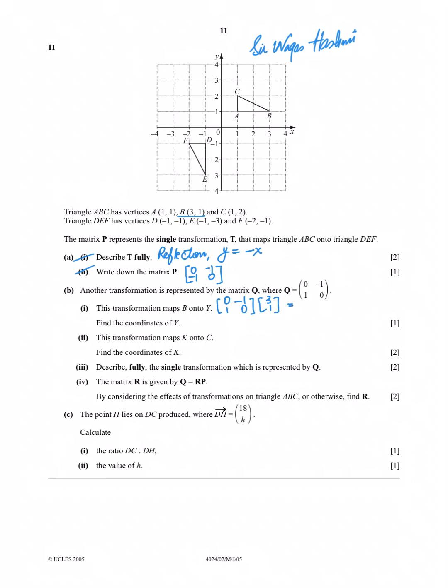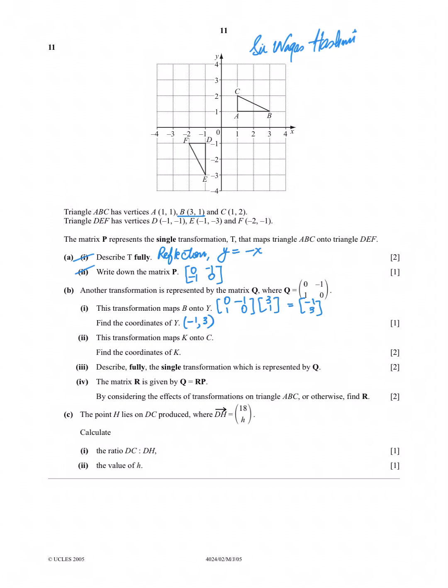So 0 times 3 will be 0, minus 1 into 1 is minus 1. 1 into 3 will be 3, and 0 into 1 will be 0. So the coordinates of Y we get is minus 1 comma 3 by matrix multiplication.